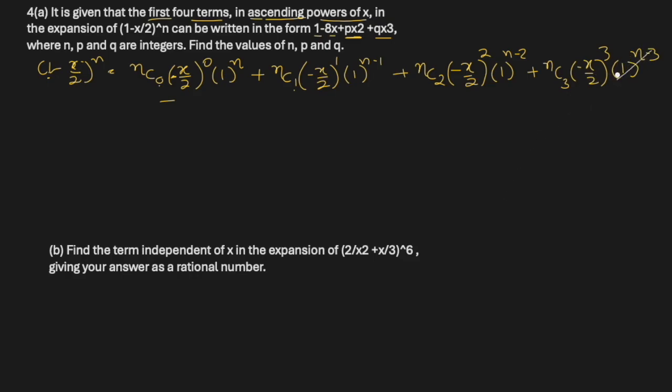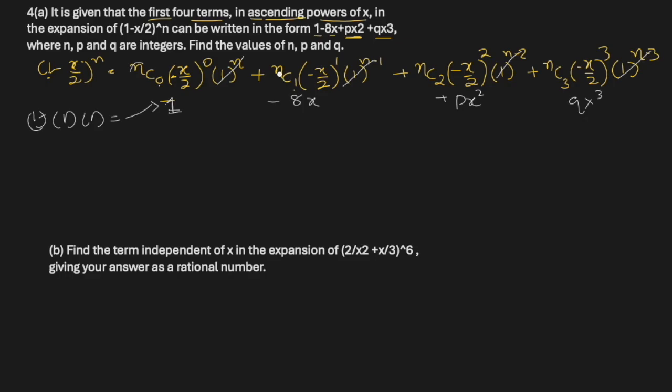So this is of no significance. We can ignore 1 to the power anything, right? So let's see if this matches with each one of them. This one should be 1, this one should be minus 8x, this one should be plus px square, and this one should be qx cube. Let's see. NC0 is 1, so let me write 1. Anything to the power 0 is 1, and anything to the power 1 is 1. So 1 is equal to 1, that's fine. The first term gave us nothing.